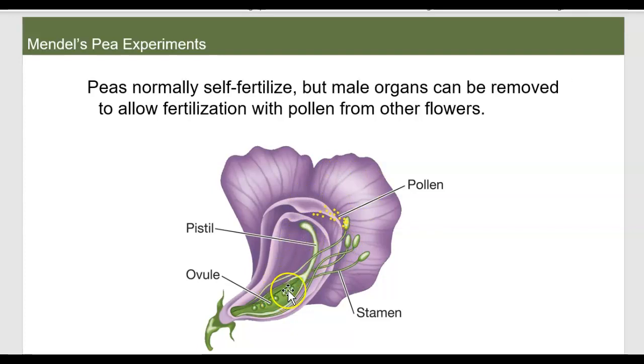is the female part of the plant. You can remove any parts of this, like the stamen where the pollen is. You can remove it, or you can use it to pollinate some other plant next door. So it's kind of handy to do some controlled experiments.